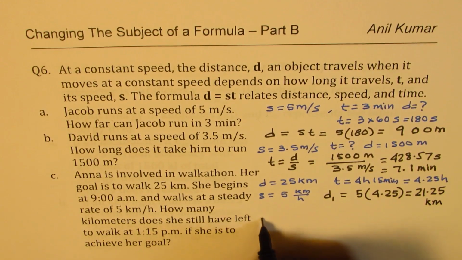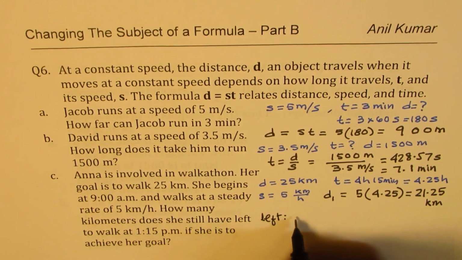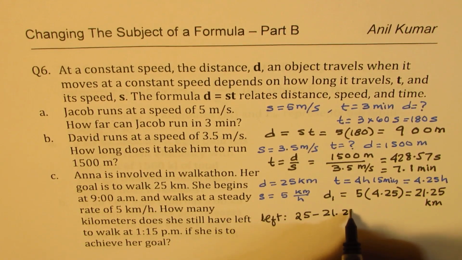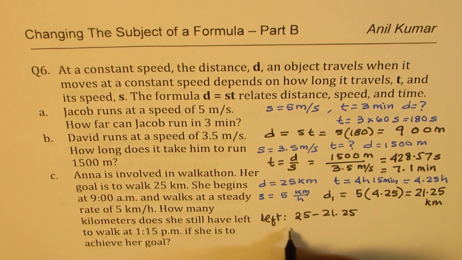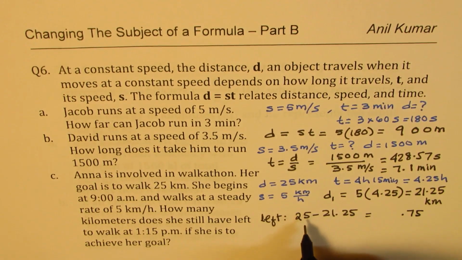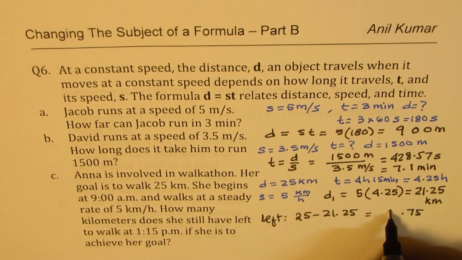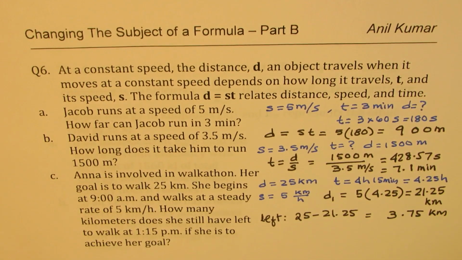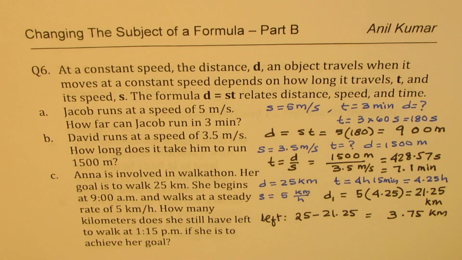So what is left? 25 minus 21.25. Is that okay? So that gives you a distance in decimal here, 75. So it becomes 4. 4 minus 1 is 3. So 3.75 kilometers is left. Is that clear? So that is how you're going to solve this particular question.